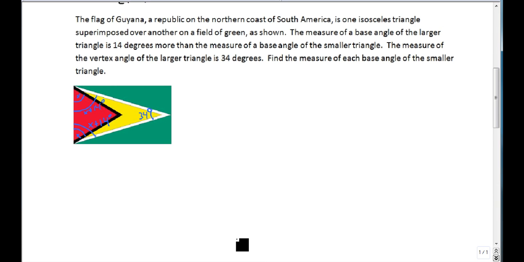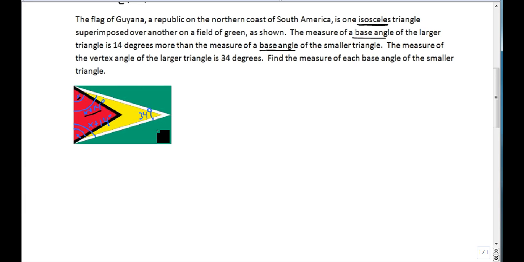The flag of Guyana, shown below, a republic on the northern coast of South America, is one isosceles triangle, this red one, on top of the yellow, superimposed over another, on top of a field of green, like shown. The measure of the base angles of the larger one is 14 degrees more than the smaller one. Remember, because it says they are isosceles triangles, we know that this angle is the same as this angle because they're referred to as the base angles. And the measure of the vertex angle of the larger one is 34 degrees. Find the measure of each base angle of the smaller triangle.